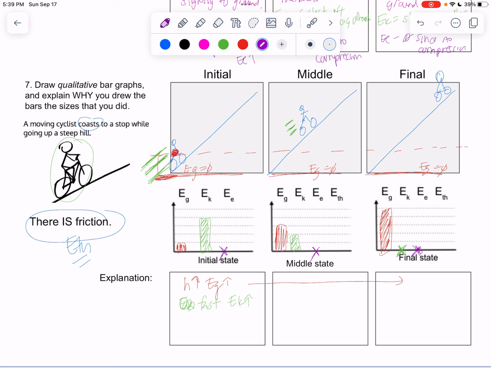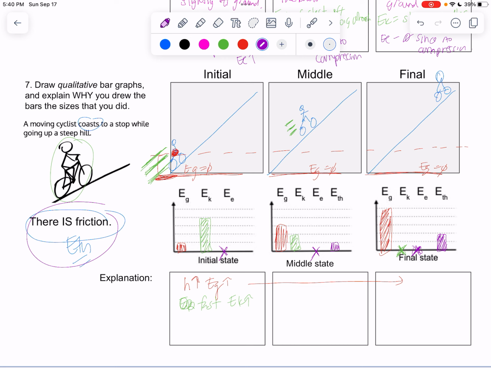Some people are like, well, in the bike, no, too hard. It'd be super obvious. If it's a spring, a trampoline, a bungee cord, a rubber band, we're looking for simplified, obvious things. And since there is friction, I'm going to have to include some ETH. So maybe I'll just give it 1 bar here, and then 2 bars here, because it's going to have to continually get that bar bigger.